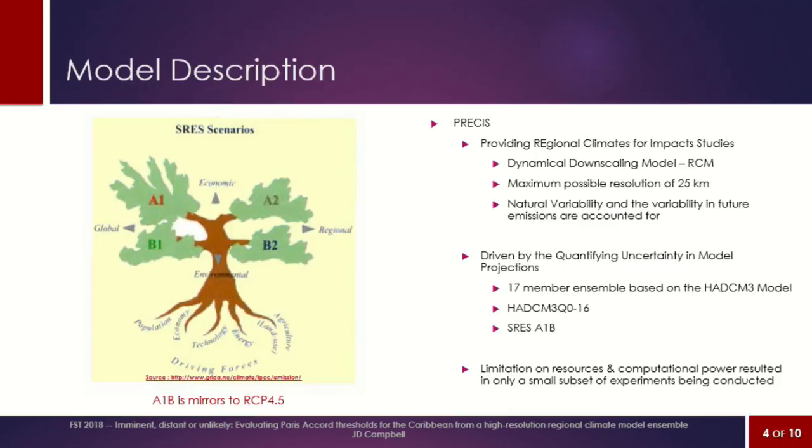All right? PRECIS, you've heard about it before. PRECIS simply stands for Providing Regional Climates for Impact Studies. It's a model that was designed by the UK Hadley Met Service. It has a maximum possible resolution of 25 km. It accounts for natural variability and also has variations in future emissions. In this instance, the model was driven by the quantifying uncertainty in model projections, or the QUMP model, which is a 17-member ensemble, and it is a scenario realization of the SRES, which is the Special Report on Emission Scenarios.